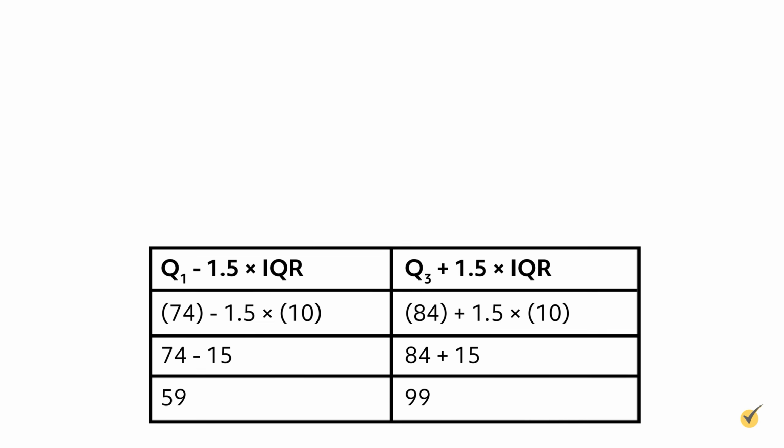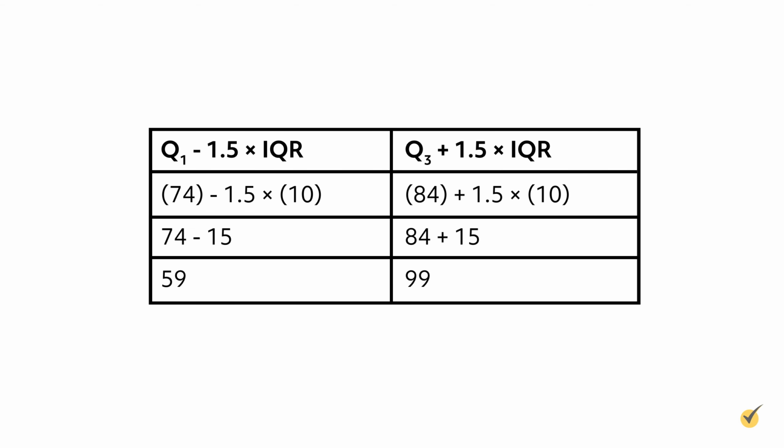From here, apply the 1.5 IQR rule to see if there are any outliers. According to the 1.5 IQR rule, any data values that are less than 59 or greater than 99 are considered outliers. Therefore, 100 is an outlier in our dataset. On a box and whisker plot, outliers are usually shown as separate points. Separating 100 from the dataset, the maximum is the next highest number that is not an outlier. In this dataset, that number is 86.